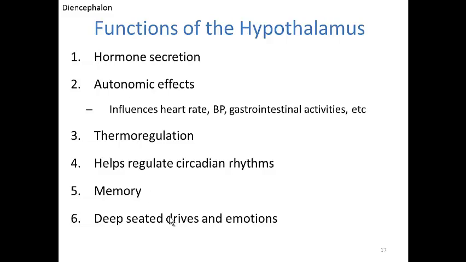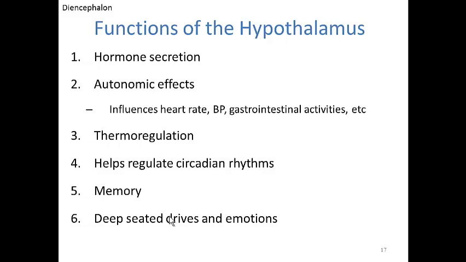The hypothalamus also is our main regulatory center for autonomic control. Earlier we were talking about the medulla oblongata, and I said the medulla oblongata controls many of our autonomic body activities. That is true, but the hypothalamus also is controlling autonomic body activities, and the hypothalamus and the medulla oblongata work together to control things like heart rate, blood pressure, and gastrointestinal activities.